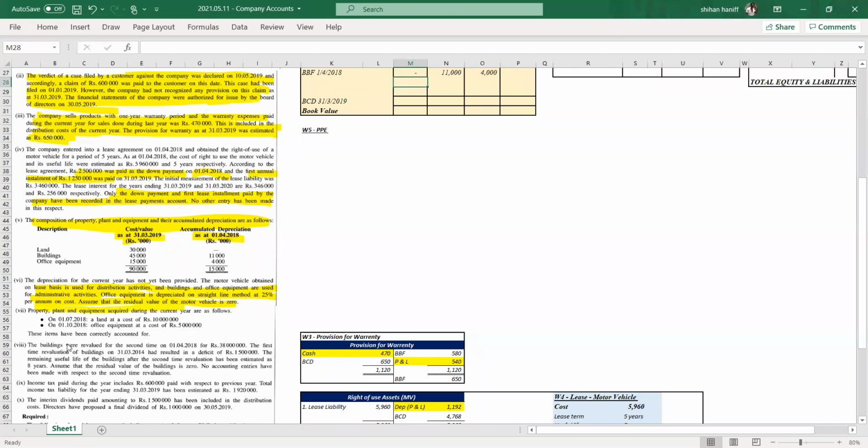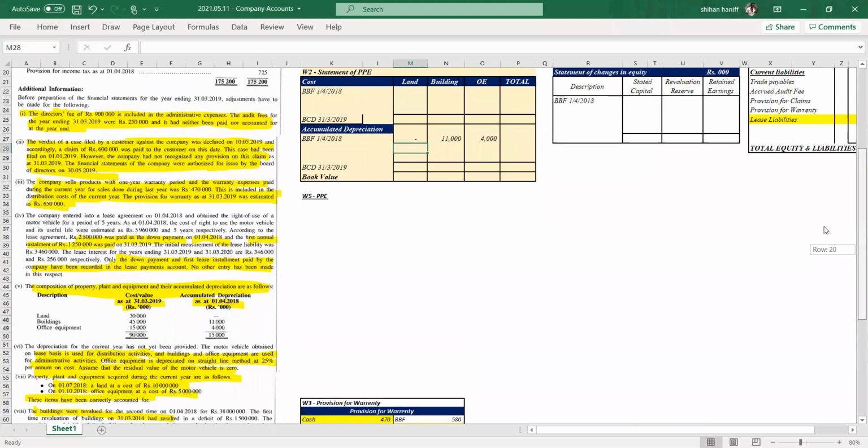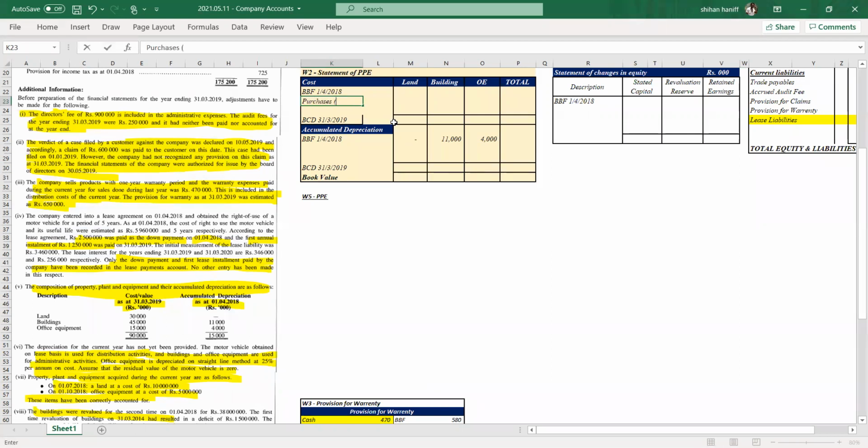Property, plant and equipment acquired during the year: 1st of July, land at cost of 10 million. 1st of October, equipment at cost of 5 million. These items have been correctly accounted, right? Then there is a building revaluation. So I will keep the building aside and let me do the other two assets. Land, there is a purchase.